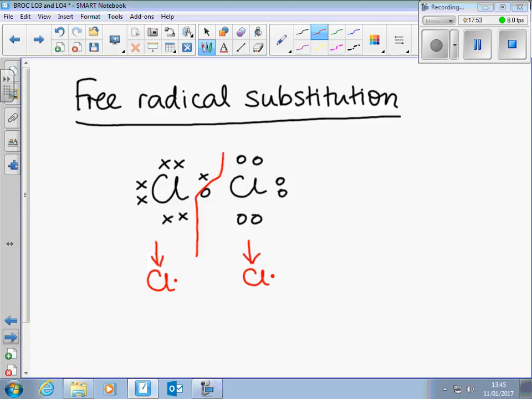It's not just a molecule like this, though. We can also create other sorts of radicals, and the one that we're going to need for this particular reaction is a methyl radical. Now, the methyl radical is produced in the same way.